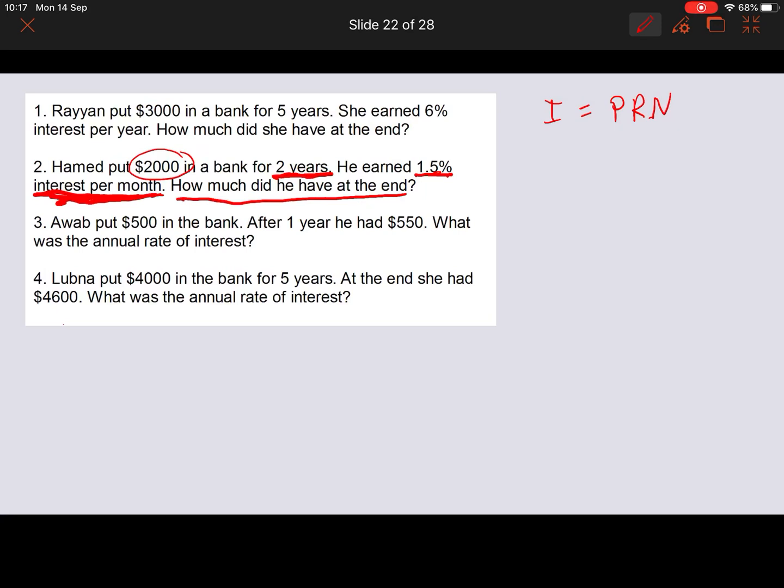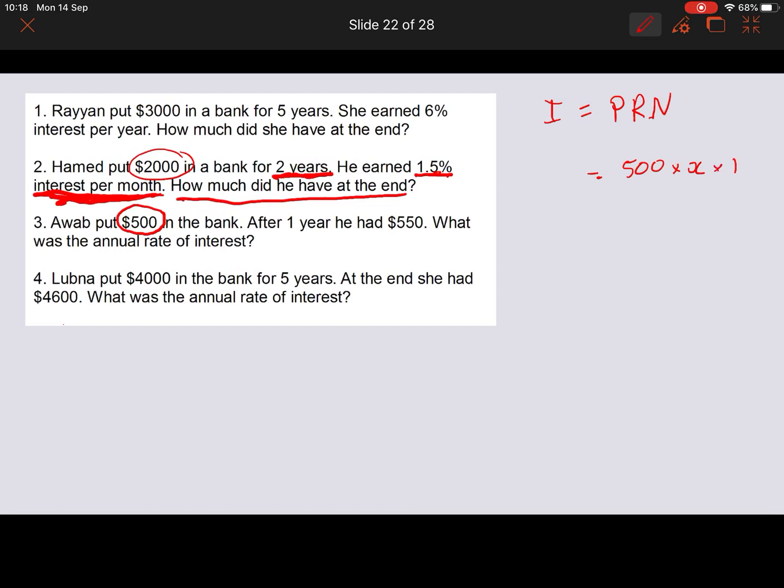Okay. Awab put $500 in the bank account. After 1 year, he had $550. What was the annual rate of interest? Again, should be easy. Except there's a slight problem here, isn't there? We actually don't know how much interest he made, but we can work it out. What we know is he had $500 in the bank to begin with. So that's my principal. Let's just write that down.